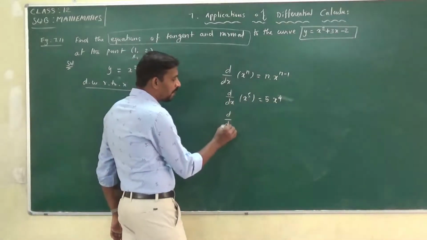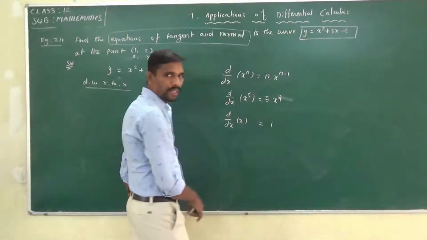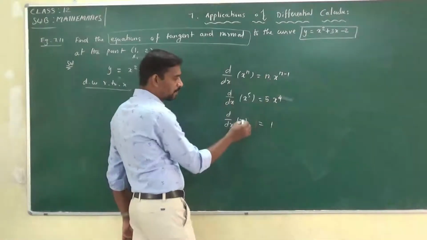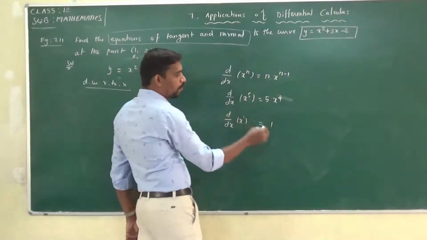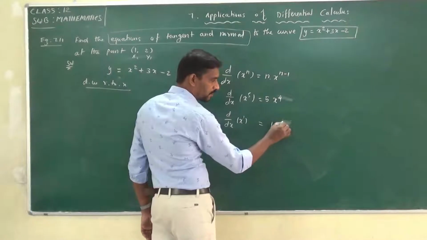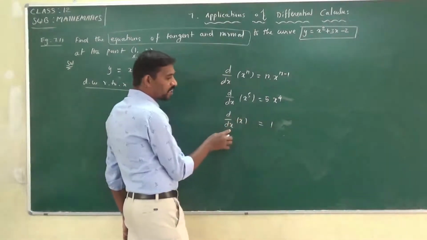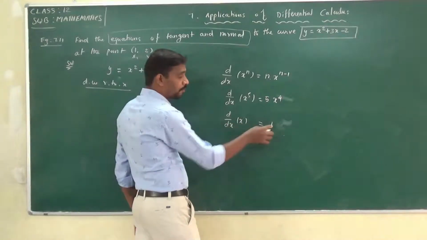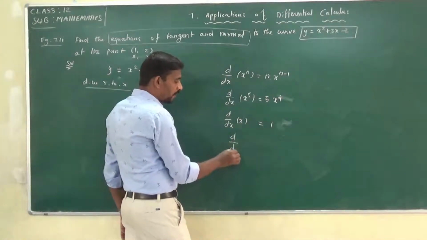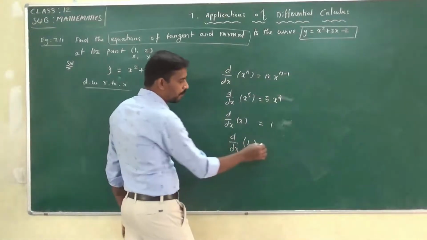Next, d by dx of x: dx by dx cancels, so it will be 1. Otherwise, using this concept, we can write 1 into x to the power of 1 minus 1. 1 minus 1 is nothing but 0, and anything to the power 0 is 1. So the differentiation of x is nothing but 1. In the same way, consider the differentiation of a constant term, any constant term, which is without x.